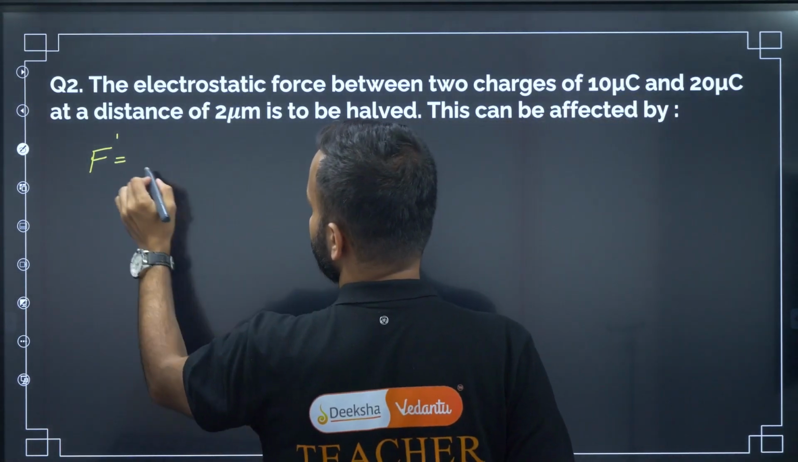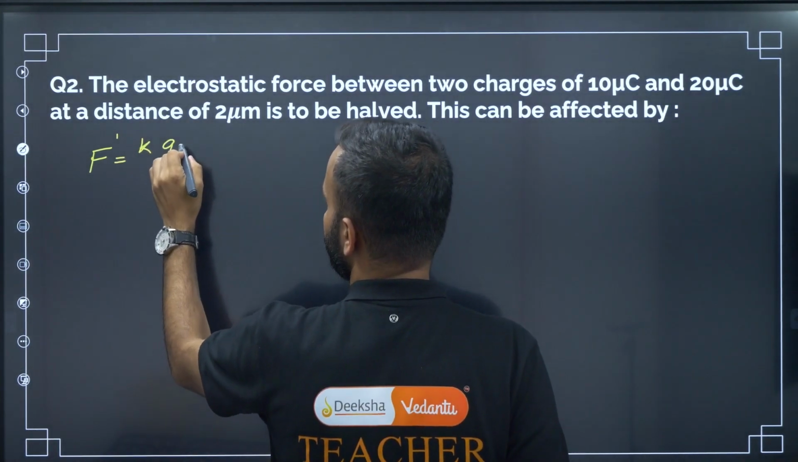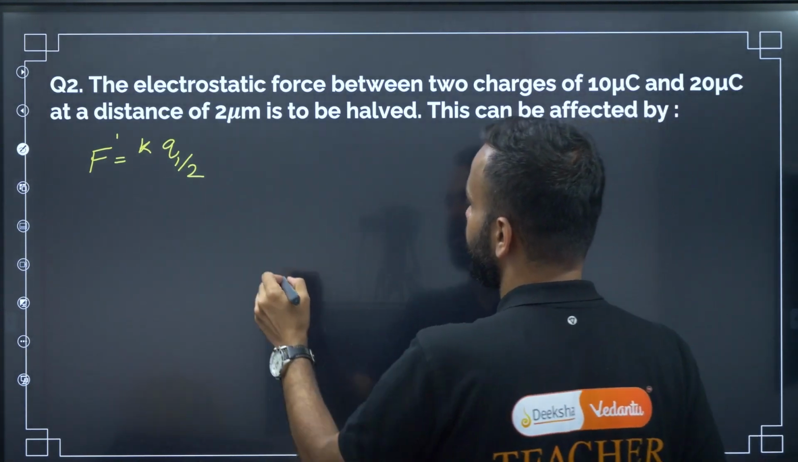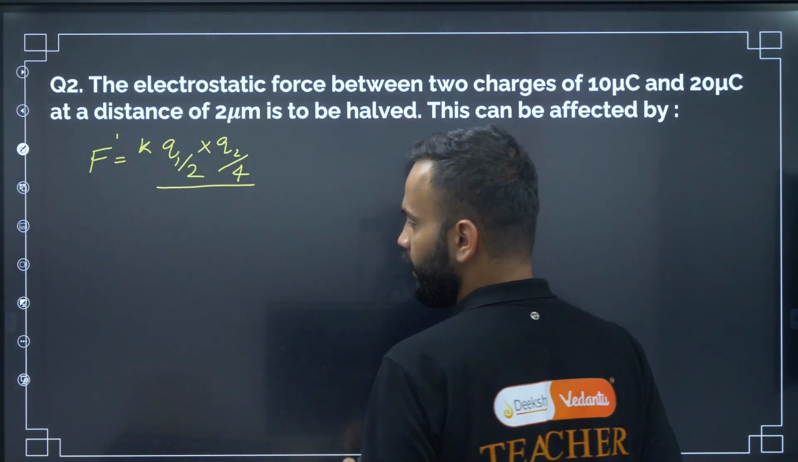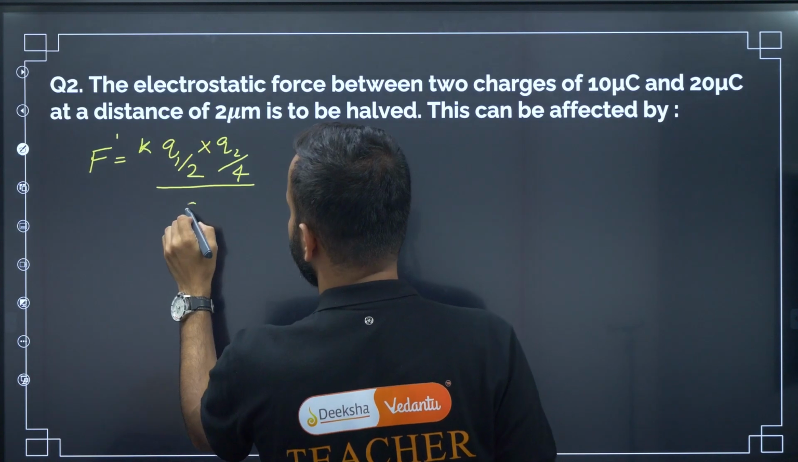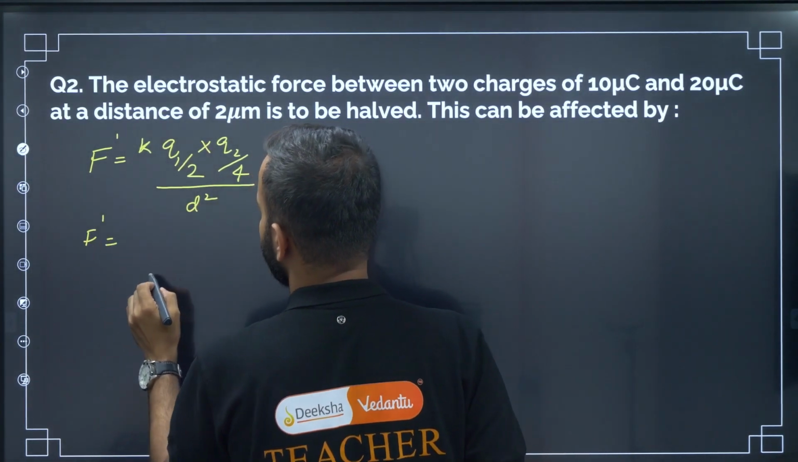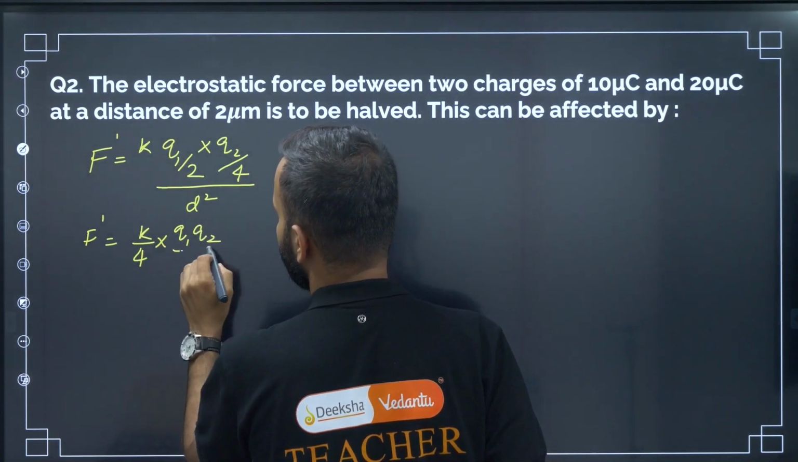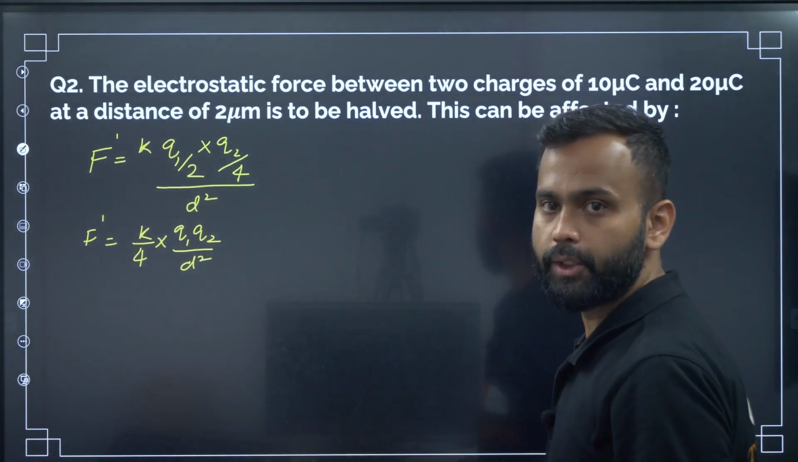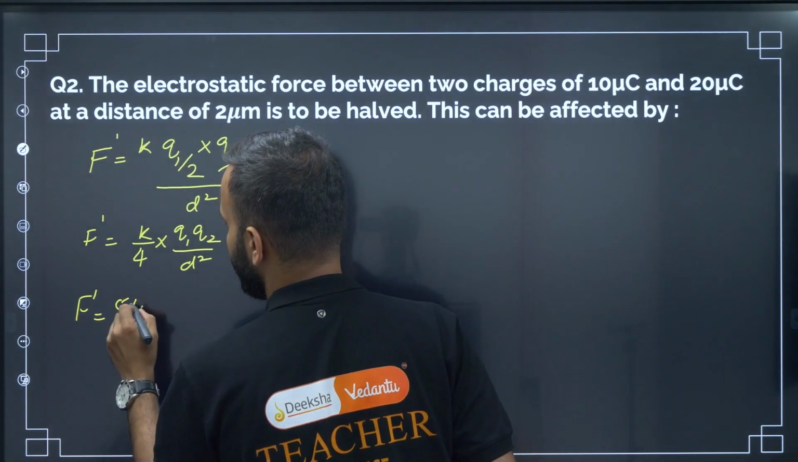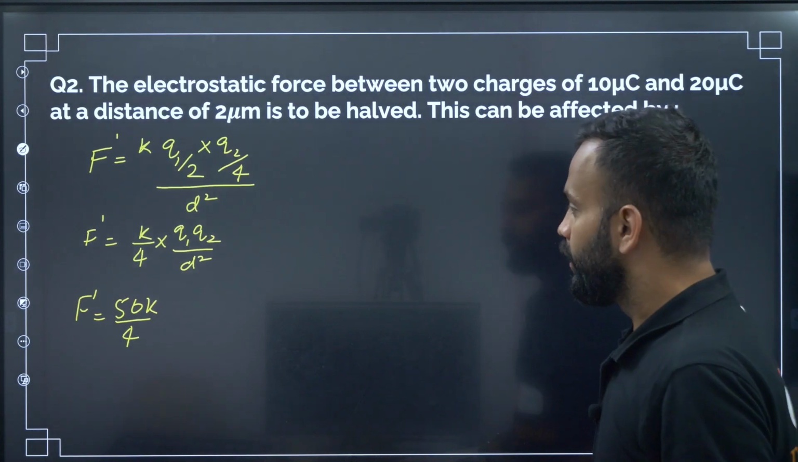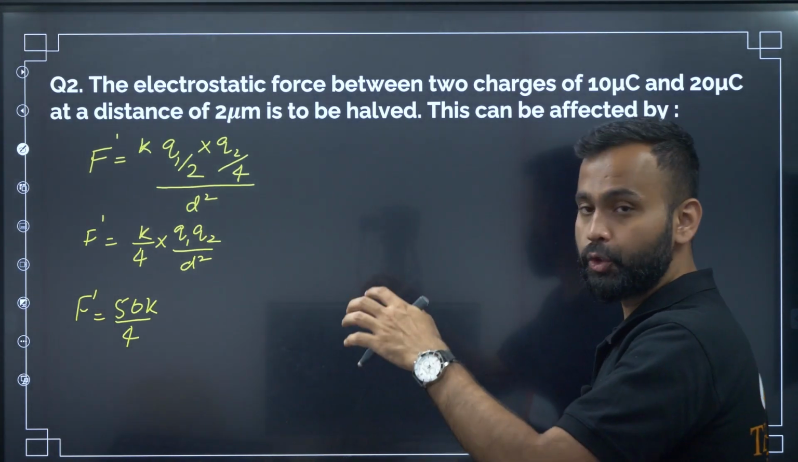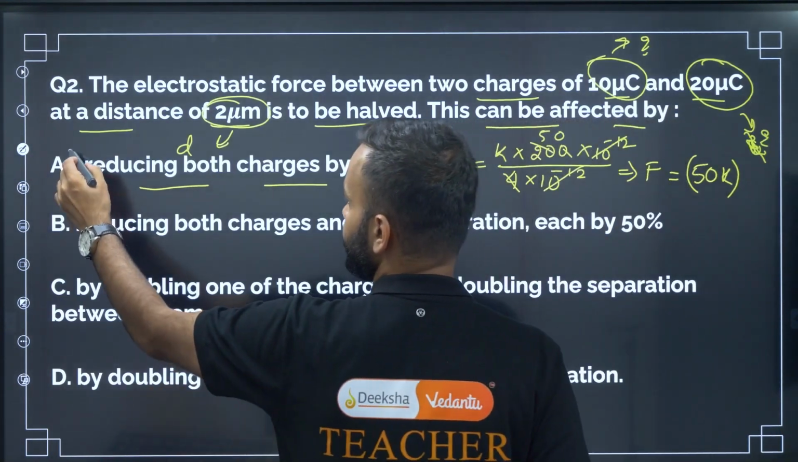Now F dash is equal to K into Q1 by 2, since I'm reducing both charges by 50%, that is half of each charge, into Q2 by 2, divided by the distance, which is not changing, so it is d square only. So F dash is equal to K by 4 into Q1 Q2 divided by d square. Here K Q1 Q2 divided by d square is 50K, so F dash is equal to 50K divided by 4. So this is one fourth of the original force, or the initial force. Here it is to be halved, so option A is wrong.